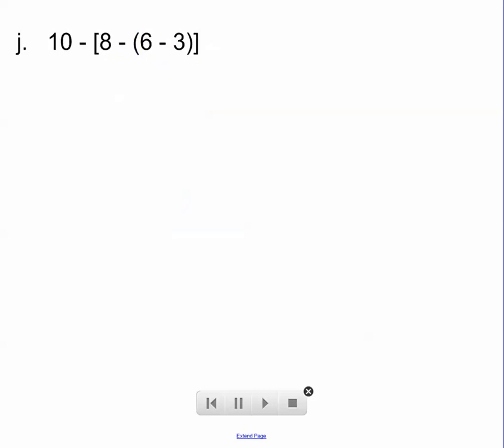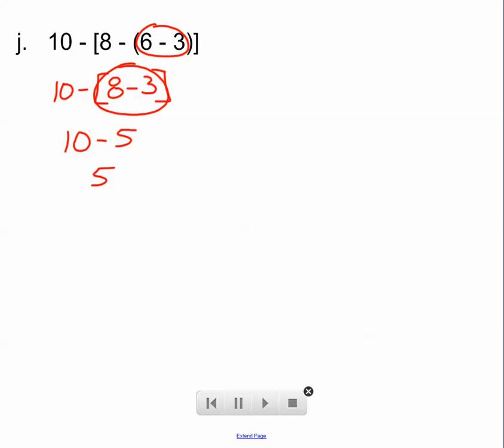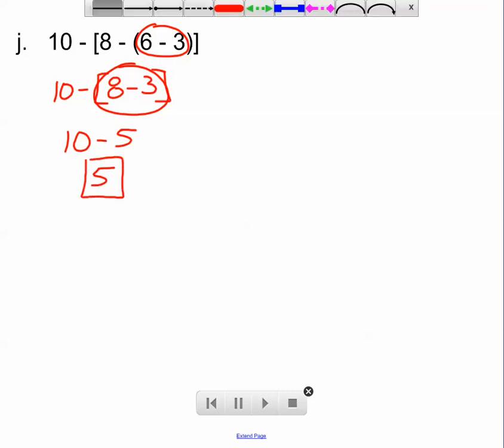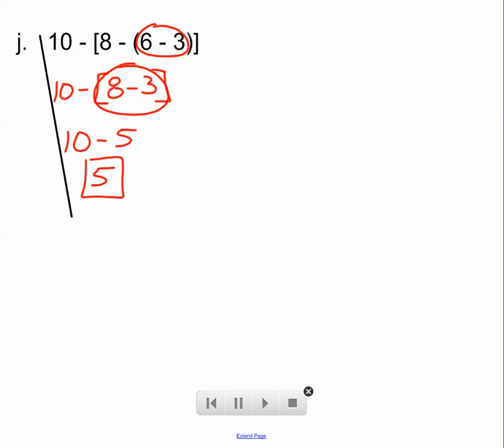All right, how about this one? Inside, we're going to do those parentheses first. 6 minus 3 is 3. We still have to do the brackets next. 8 minus 3 is 5. Finally, we can do our subtraction. And again, got that kind of inverted triangle thing going here.